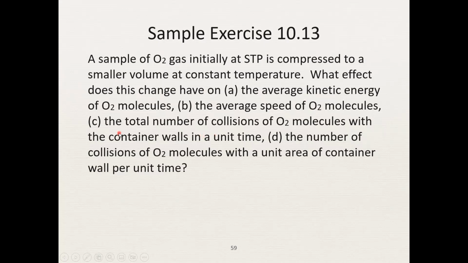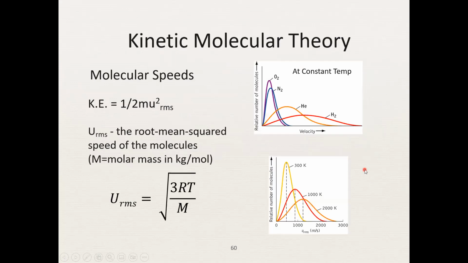But now if we look at the third and fourth scenario or questions, the total number of collisions of oxygen molecules with container walls in a unit time. So just how often are those gas molecules going to be hitting the container wall? We're going to see that's going to increase just because we haven't changed anything about the gas particles themselves. Essentially, we've just sort of tightened them up, put them closer together, so we're going to have more of those collisions. And the same thing with the unit area of the container wall per unit time. We're still going to see more of those collisions just because we've tightened everything up there.